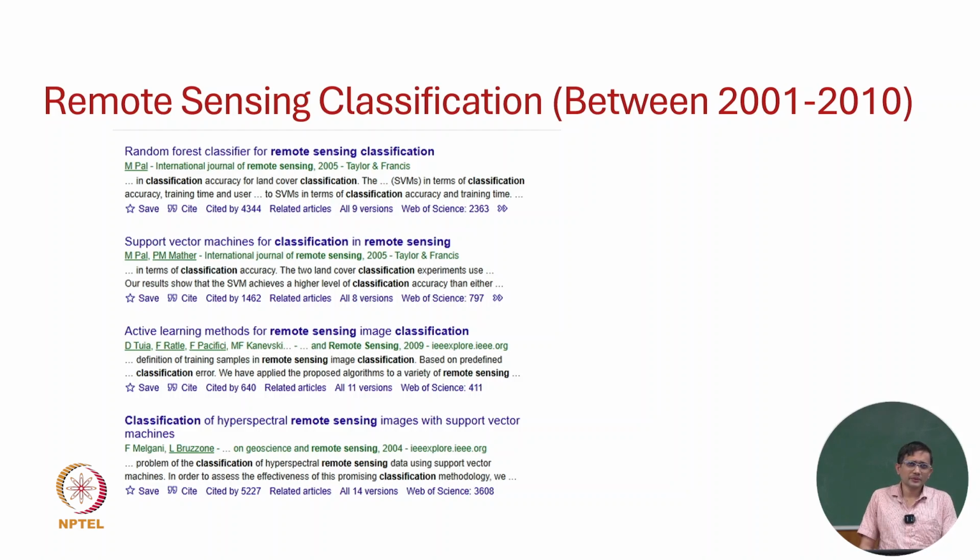So before thinking about adoption of modern CNNs in remote sensing, maybe we would first like to understand their adoption in computer vision, right? In this particular example I'm showing you remote sensing classification, but even if you search for, let's say, medical image classification or generic computer vision image classification between 2001 and 2010, you will see a similar trend.